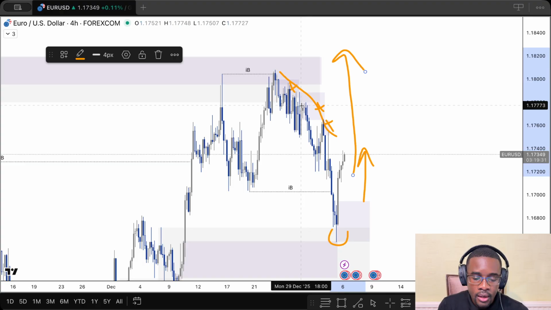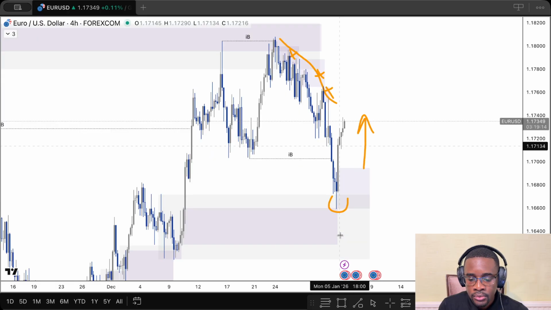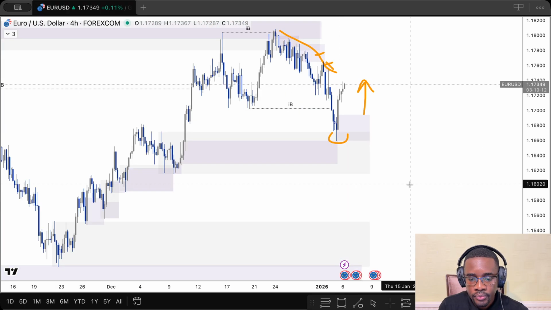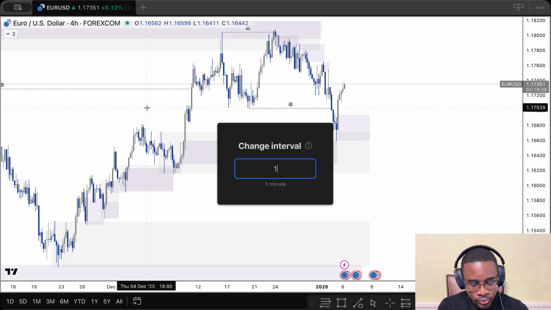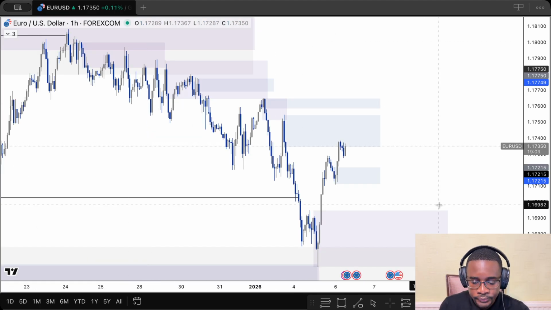So 4 hour, internal, we're bearish, swing, we're bullish, and we are reacting from a high time frame point of interest. So all systems are bullish, going long.